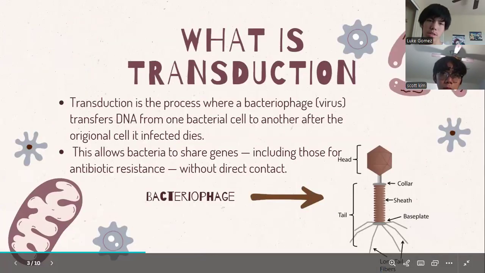So what is transduction? Transduction is the process where a bacteriophage, or virus, transfers DNA from one bacterial cell to another after the original cell it infected dies. This allows bacteria to share genes, including those for antibiotic resistance, without direct contact between the bacterial cells. The bacteriophage is like a delivery truck for DNA. When it infects a bacterium, it picks up pieces of that cell's DNA and carries it to the next bacteria it infects. This process doesn't require the two bacteria to touch, and the virus does all the transferring between them. That's why transduction is such an efficient way for antibiotic resistance to spread.